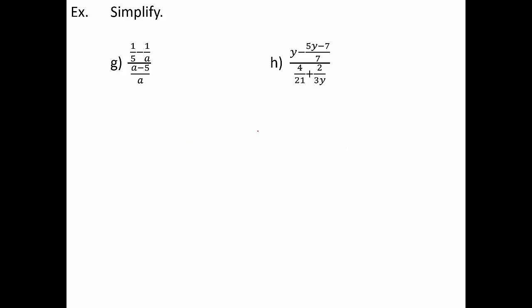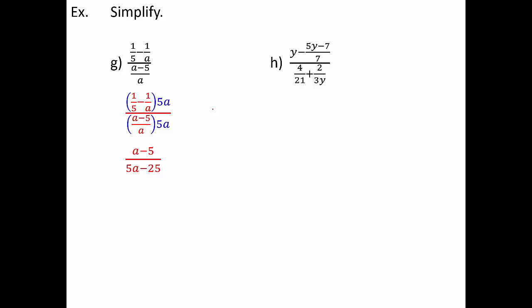Hopefully question G wasn't too much of a trouble because of how similar it was to the previous 2 questions. I'm going to use the clearing the fractions technique. I have a 5, I have an A, and I have an A, so I'm going to multiply everything by 5A. Distributing that 5A on the top, the 5A times 1/5 is going to cancel out the 5 and leave the A. The 5A times the 1 over A, the A is going to cancel out, and we're going to leave the 5.